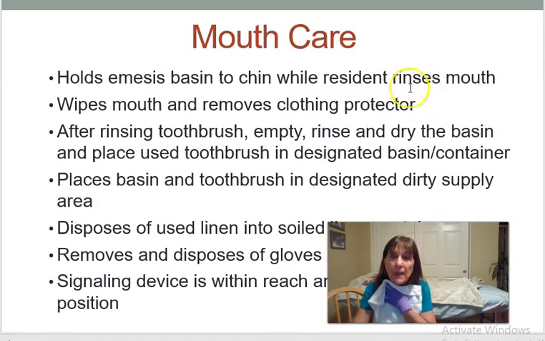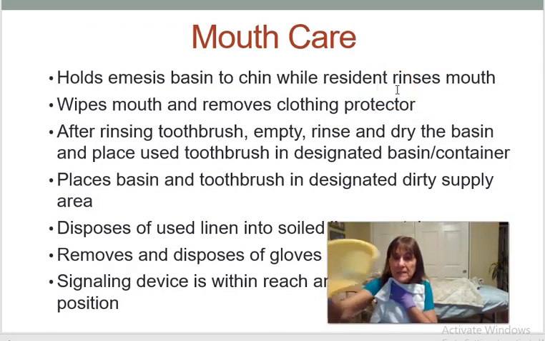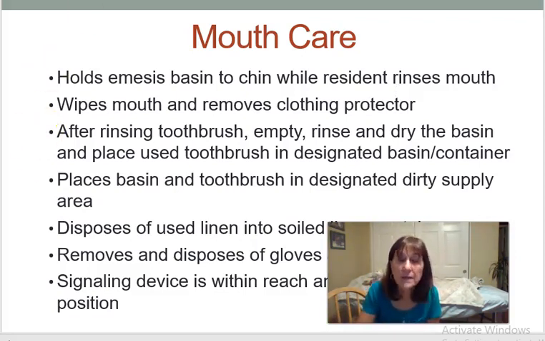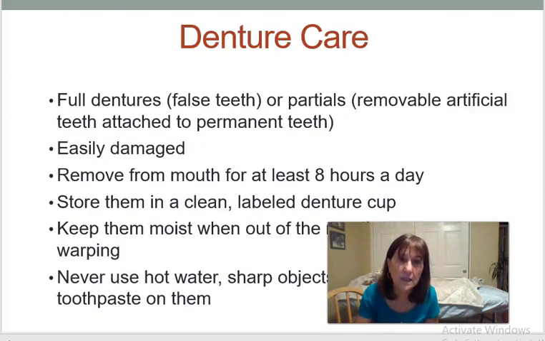Then we're going to hold this emesis basin. This is for someone who can't get out of bed. This is that kidney basin, emesis basin. We're going to give them some water to swish around and then spit in it, and then maybe a little bit more water. We'll hold this and put it right under her mouth. One of the safety things is that they're 75 to 90 degrees high, because otherwise that stuff could trickle down into their lungs too easily.